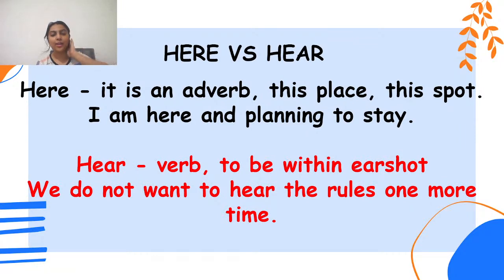Okay, the next word, which is confusing because many times kids, adults, non-native English speakers, we tend to misspell some words which sound similar, and these two happen to be one such example. Here, the verb is to be able to hear, the hearing ability. Are you hearing impaired? Are you not able to hear when I call you? Okay, we do not want to hear the rules one more time.